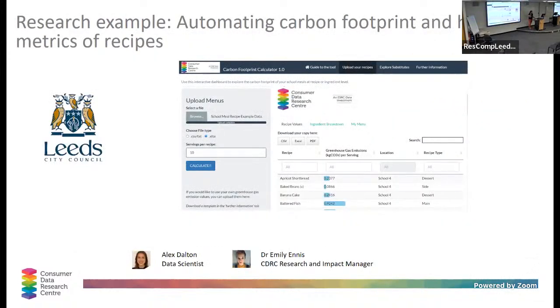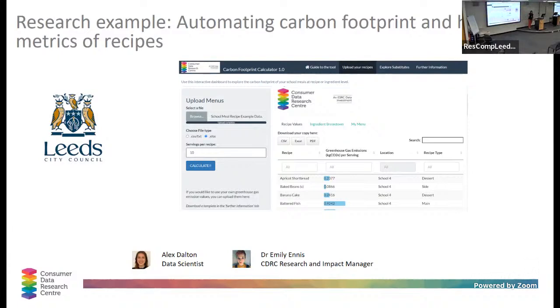Another engagement example, which is still ongoing, is with Leeds City Council, who were interested in the carbon footprint of their school meals. So we've been able to work with them. They've shared their recipe information for all the meals in schools, and also the transactions, or what the children chose over the 6 weeks period last year across 5 schools. And we created an automated dashboard in Shiny where they can drop in the recipe information, press a button and get out the carbon footprint, and then download that.